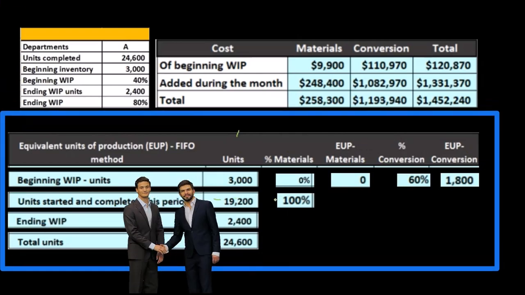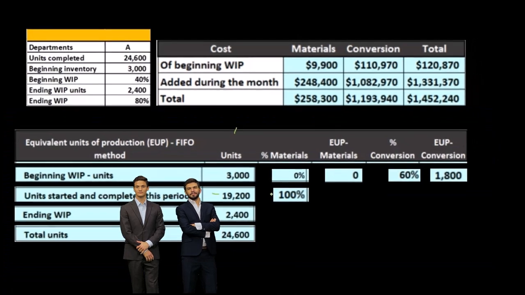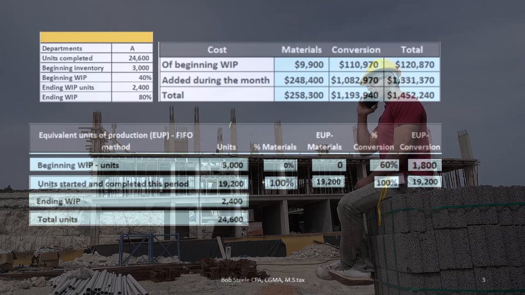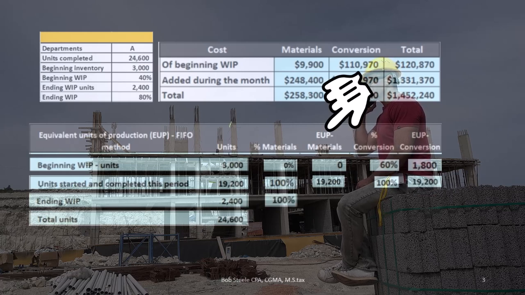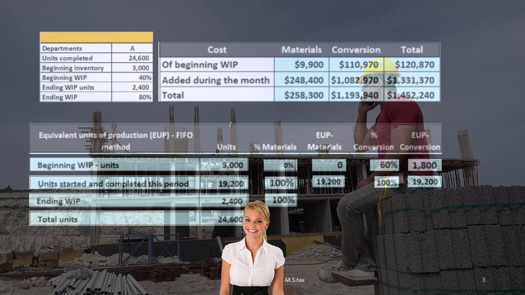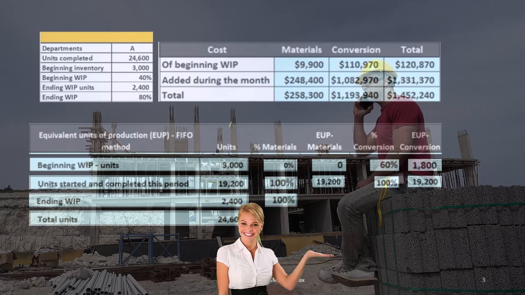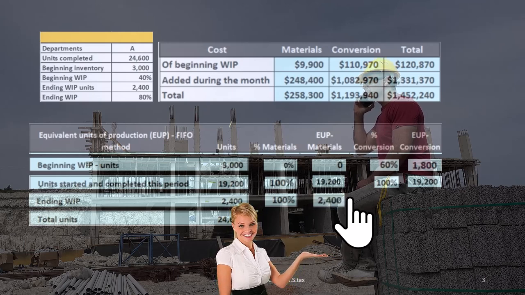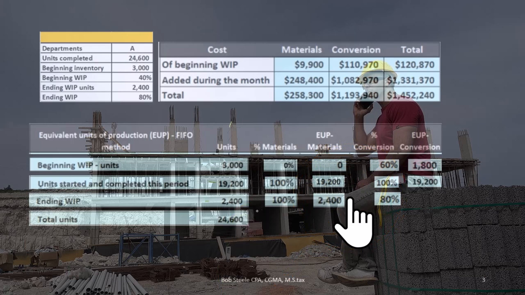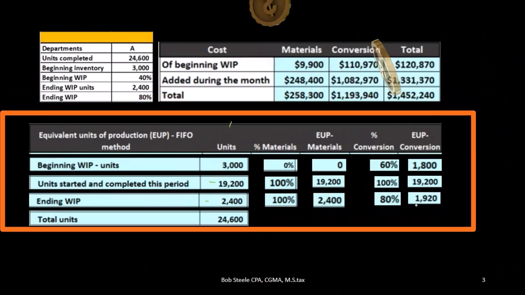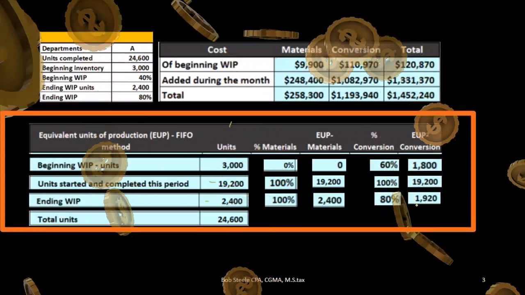And those units we know are completed 100% in terms of materials and 100% in terms of conversion because they were started and completed. Then we have the ending units. We know that if we are ending inventory and we're using a FIFO method, then we're going to say 100% of those items were started in terms of material for equivalent units, but we only have partially done the conversion. So they're still in process in terms of materials, but in terms of equivalent units for conversion, only partially done. And that would give us the equivalent units for the conversion.